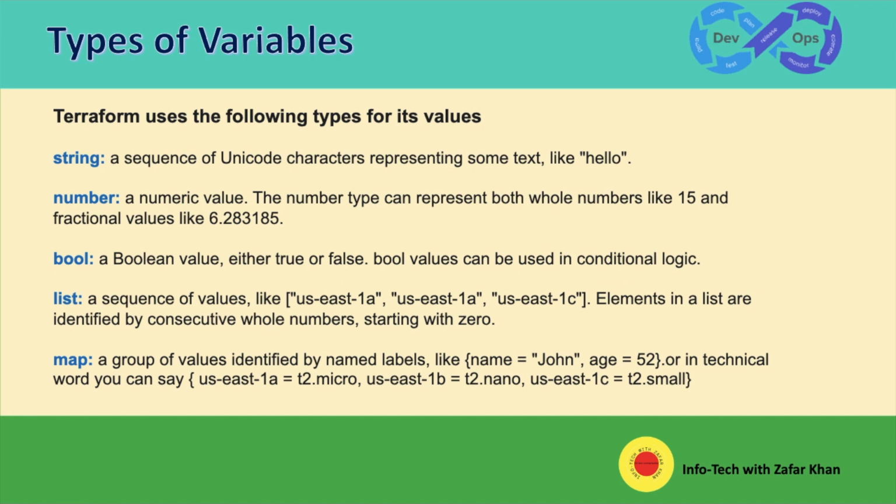Maps are represented by a pair of curly braces containing a series of key values. The key is us-east-1a, and the value we are mapping is the instance type t2.micro, and so on. Next one is the boolean. We write bool, but it's basically a boolean value, either true or false. A boolean value can be used in conditional logic.